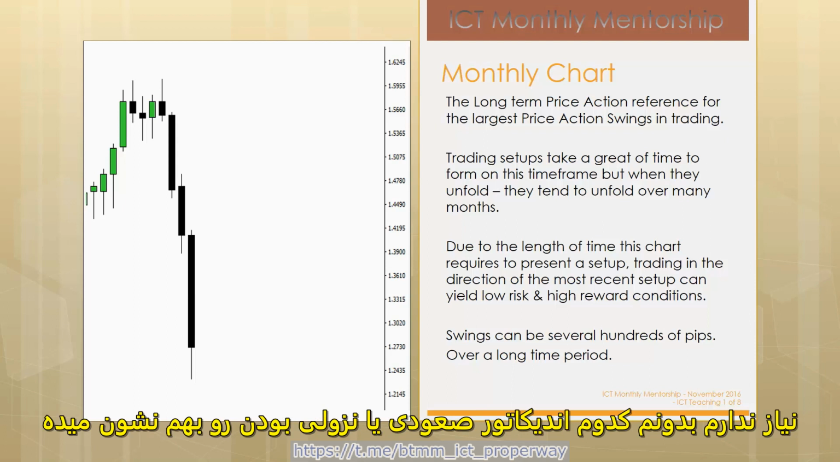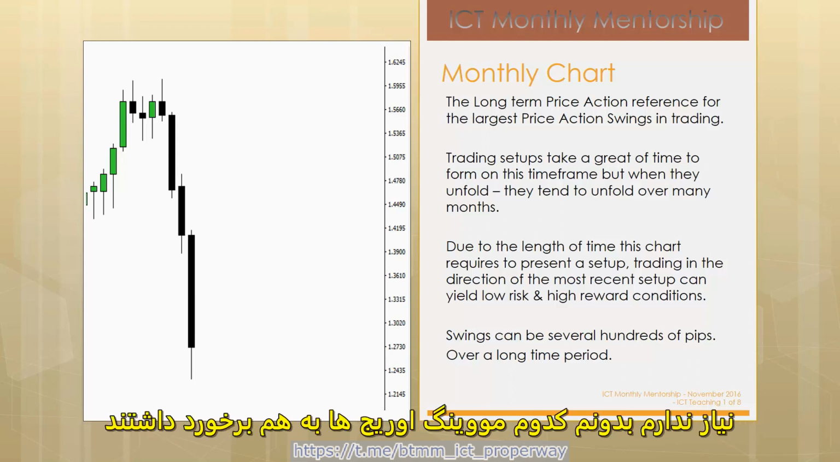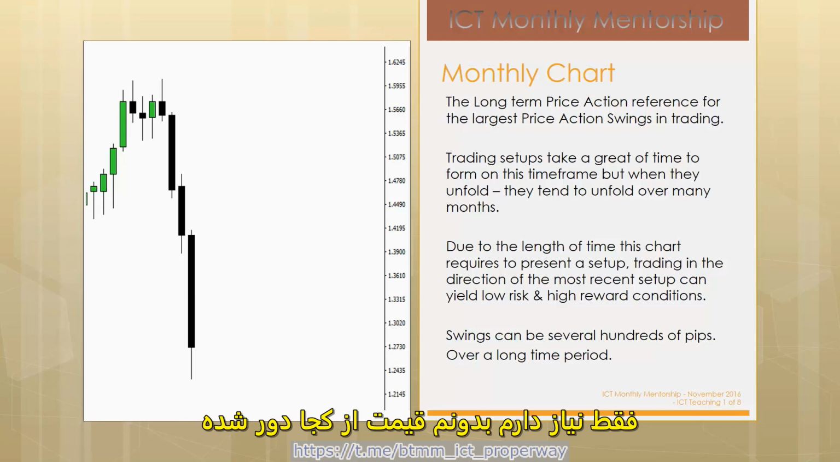I don't need to know what indicators are indicating bullishness or bearishness. I don't need to know that either. I don't need to know what crossing overs of any moving averages took place. I just need to know where has price moved away from, and was it with a great deal of magnitude?